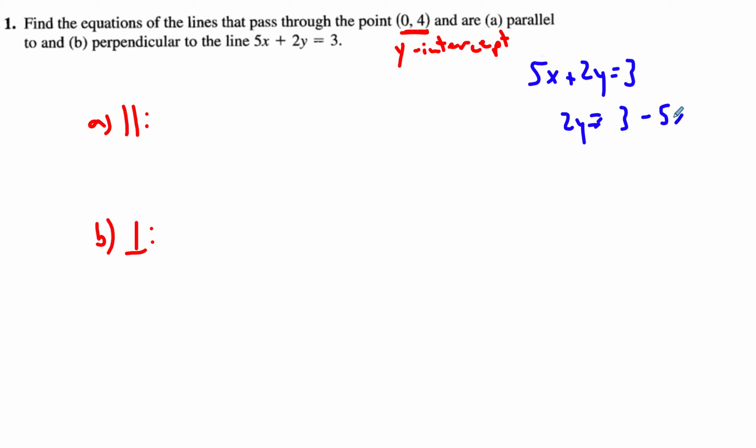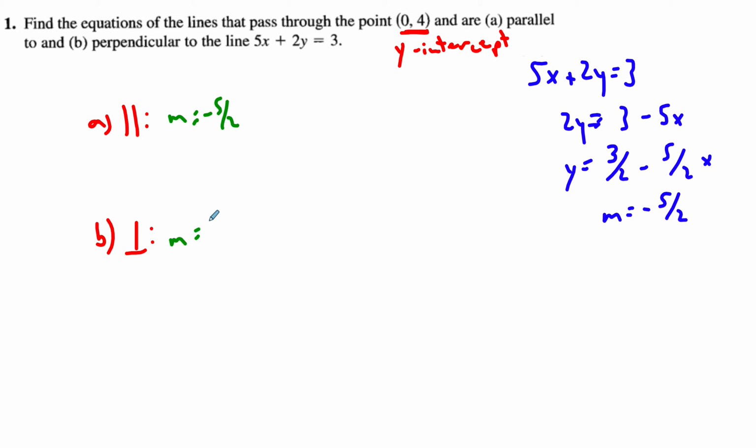So you subtract 5x from both sides, then you divide by 2, which means that the slope of the original line is negative 5/2, which means that for the parallel, the slope is going to be negative 5/2, the same. And for the perpendicular, it's going to be the opposite, so positive, reciprocal, so 2/5.